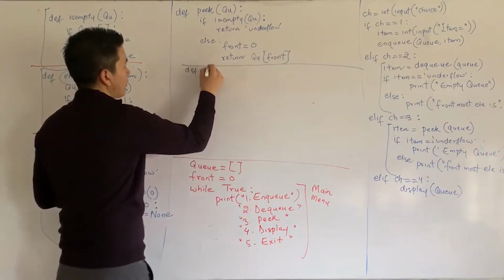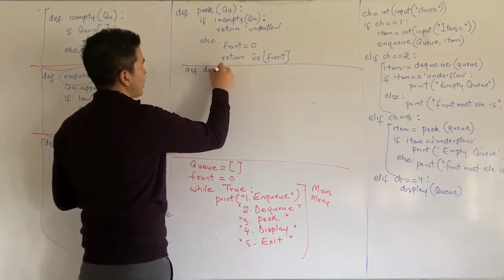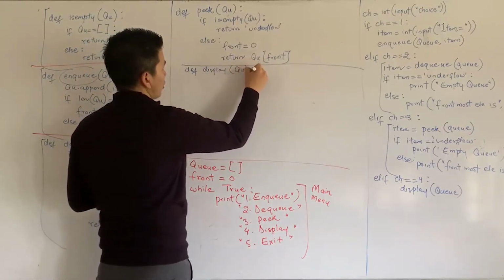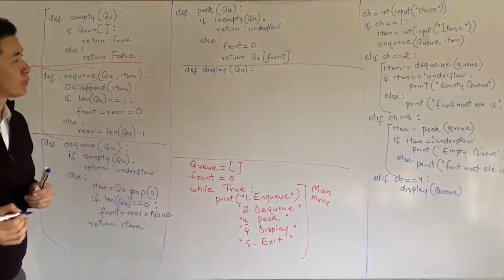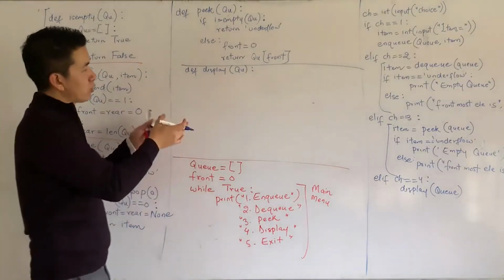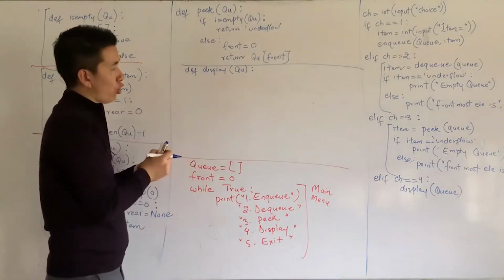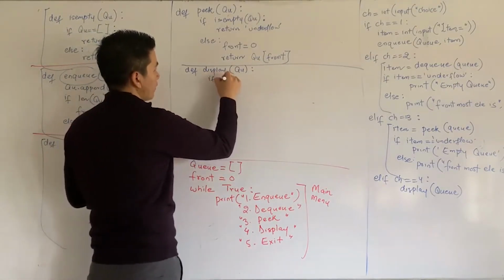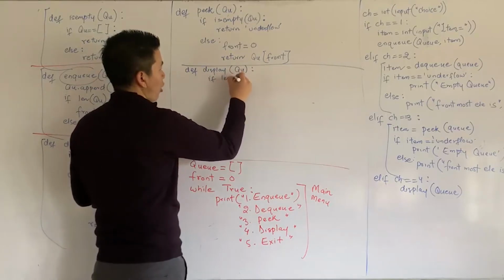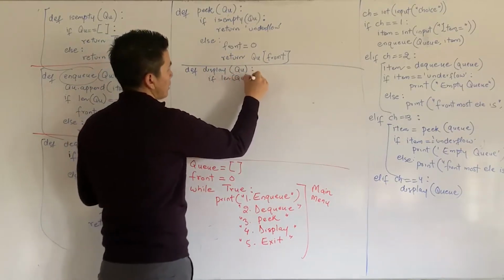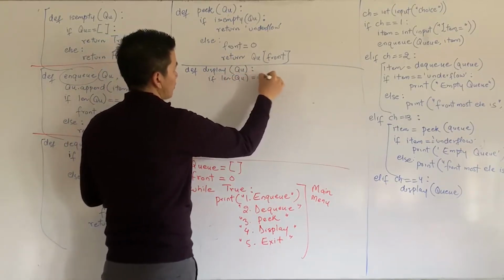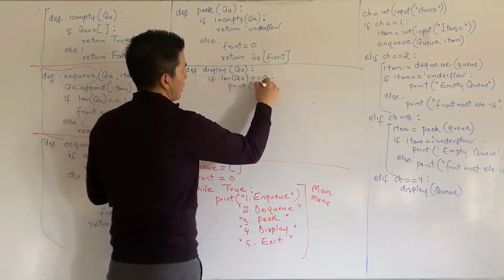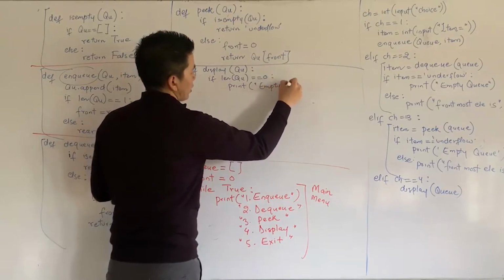You have def, and then the name of the function is display, and then you have Q. Again, first things first, I need to check whether the queue is empty or not. How do you check? If the length of queue is equal to 0, then print a message saying it's an empty queue.